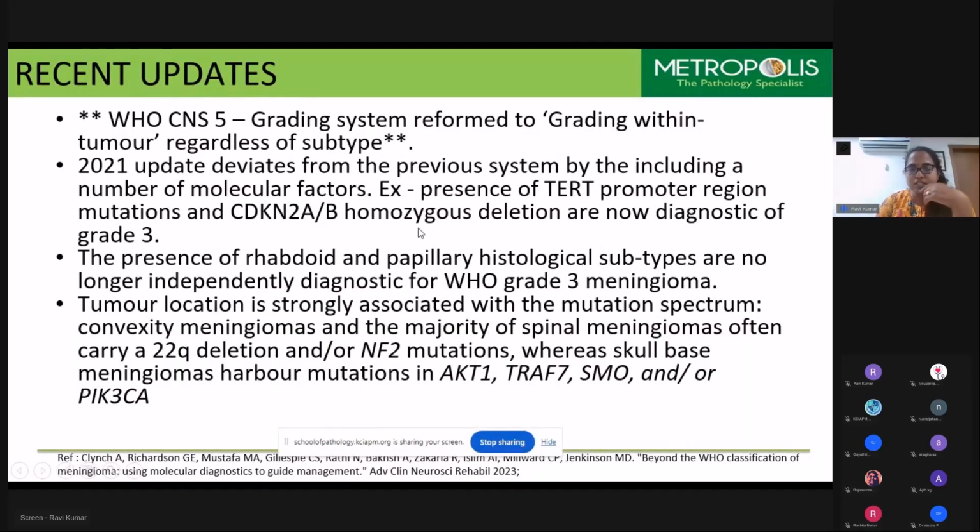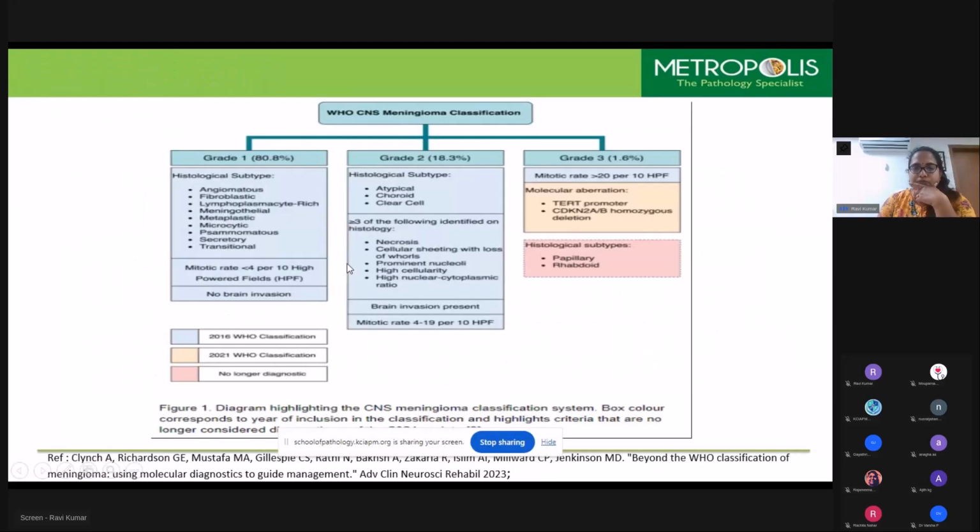Okay, and the tumor location is strongly associated with mutation spectrum. This is also one of the recent findings. This is just whatever I just explained, the same thing.